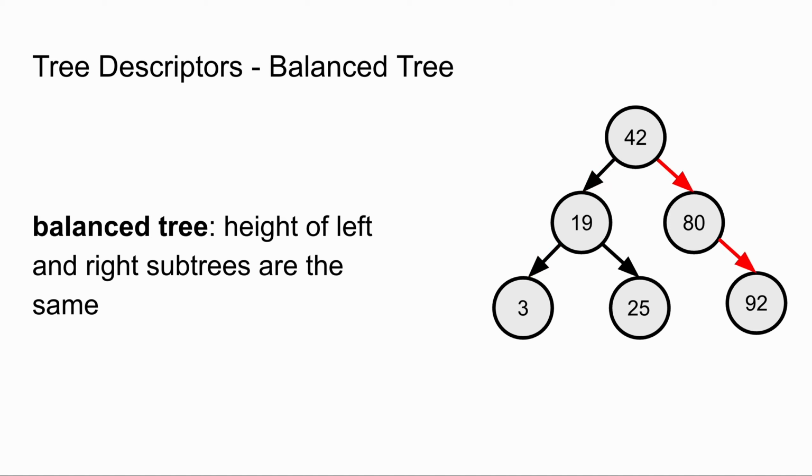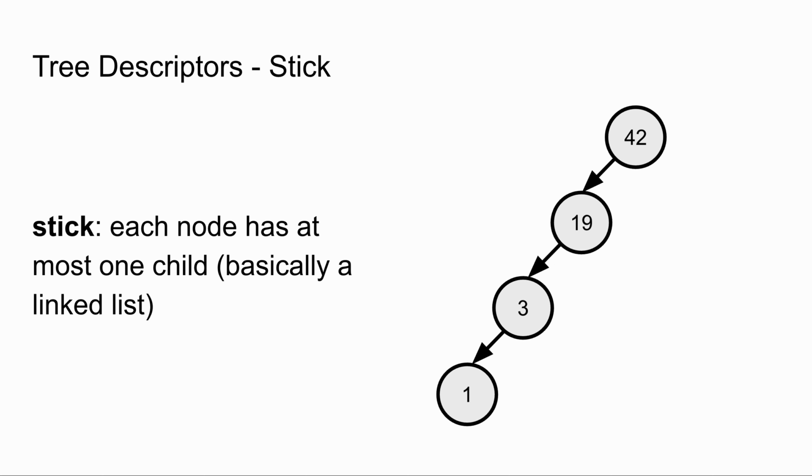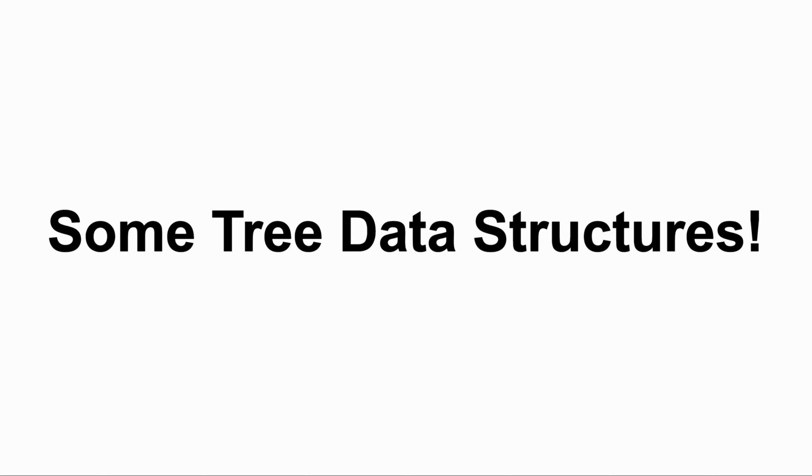Note that for a balanced tree, not every subtree has to be balanced, just the main tree. When every subtree is balanced, that's called a perfectly balanced tree, where for any node, the height of the left and right subtrees are the same. The opposite of a perfectly balanced tree is a stick, where each node has at most 1 child, making it essentially a linked list. Now that we have the vocabulary, let's look at some common tree data structures.